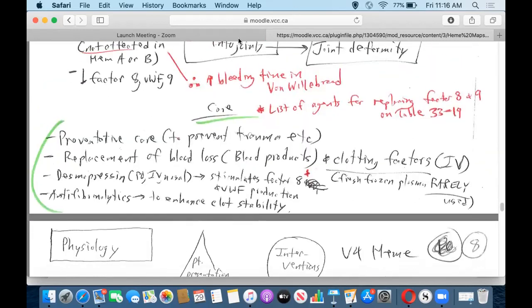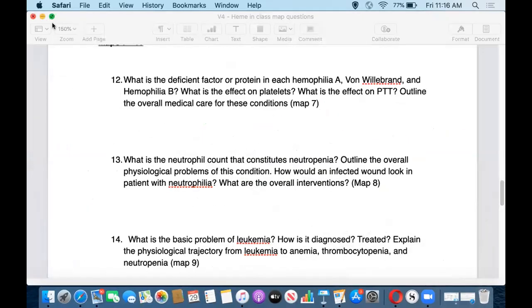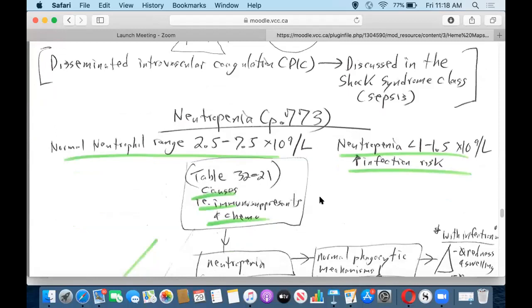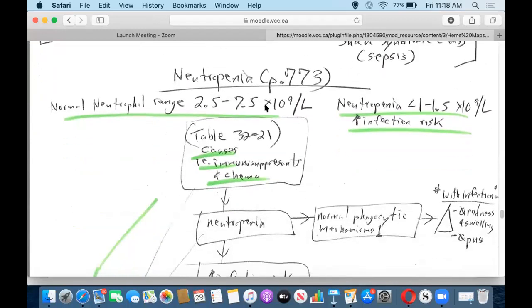Okay, so the next question here is question number 13. What constitutes neutropenia? So just looking at map number 8 here to address question 13 on neutropenia. So neutropenia depends on where you're at, what facility you're at.